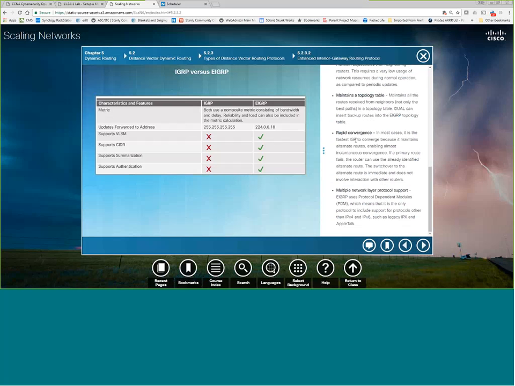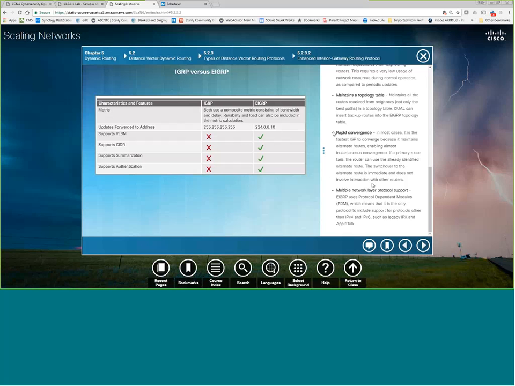This topology table, you're going to learn, is one of the reasons it has very fast convergence, because if there's a feasible successor route in the table, it can immediately move into the route table if what's called the successor, or the best route, goes down. We'll learn more about that as we move forward in the EIGRP section, so don't worry about that right now.